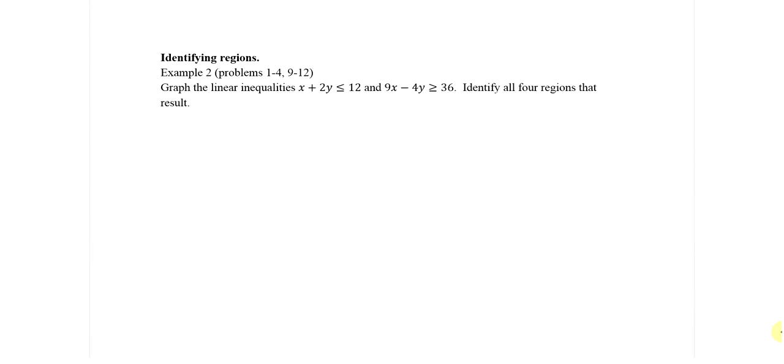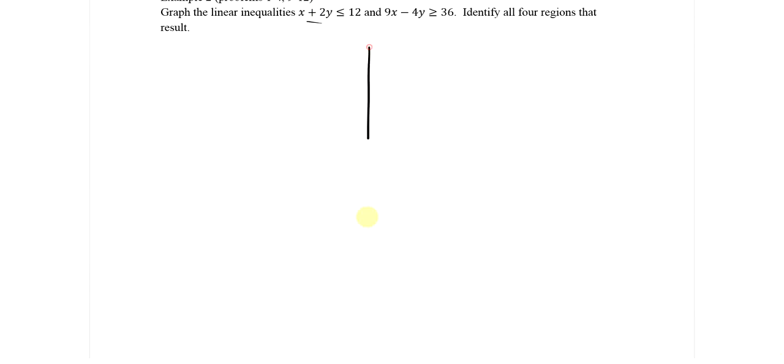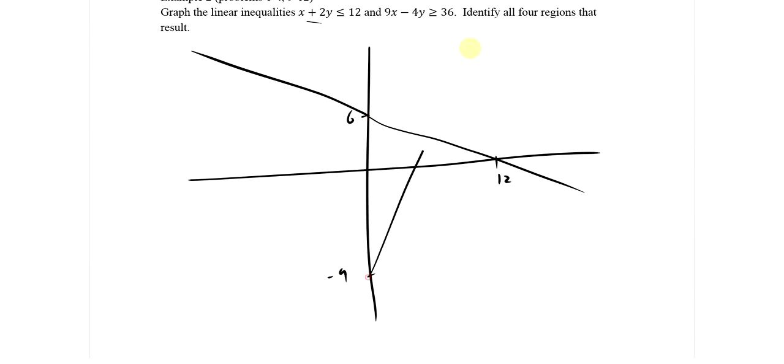Okay, so example 2, like problems 1 through 4 and 9 through 12, graph the linear inequalities x plus 2y less than or equal to 12, 9x minus 4y greater than or equal to 36, and identify all 4 regions that result. So this is what we just did, right? That's the graph from example 1. So we'll put this back up. We have 6 and 12 as intercepts for one line, and minus 9 and 4 as the intercepts for the other line.